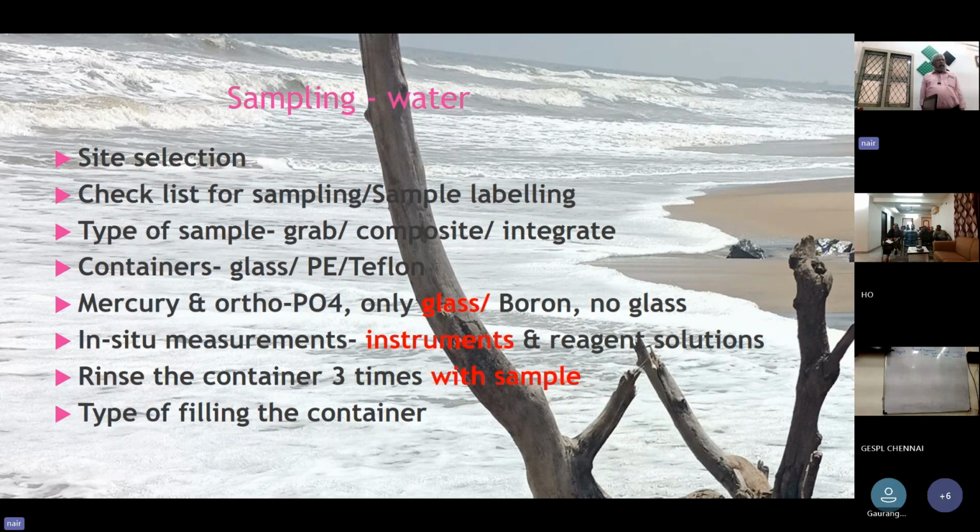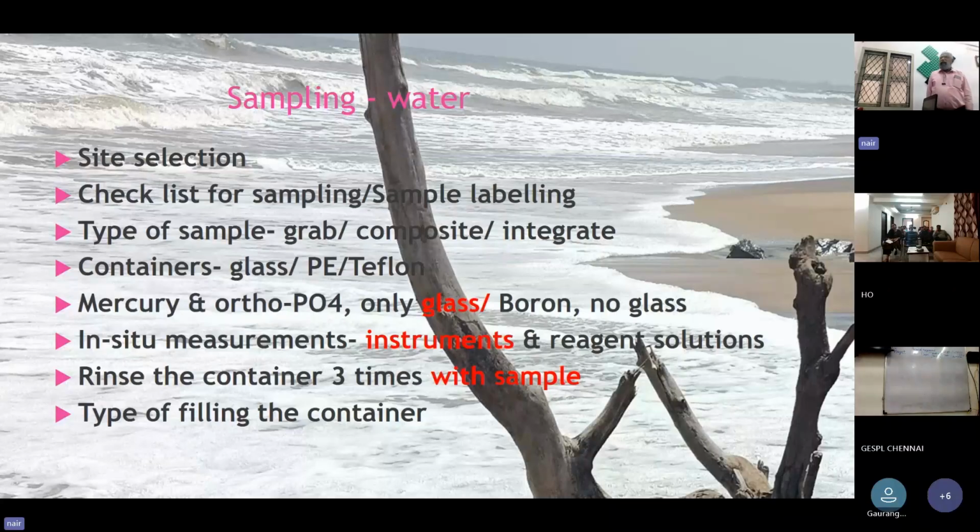Whether it is a stagnant water body or a flowing water body, or an open well, or a bore well, whatever it is, from where we have to select the sample. So the prime importance is site selection. Site selection means from which point I have to take the sample, where I can get a representative sample. So site selection is the first thing.